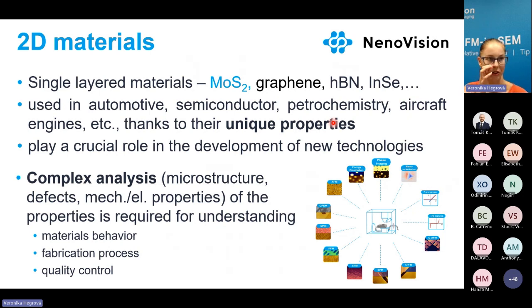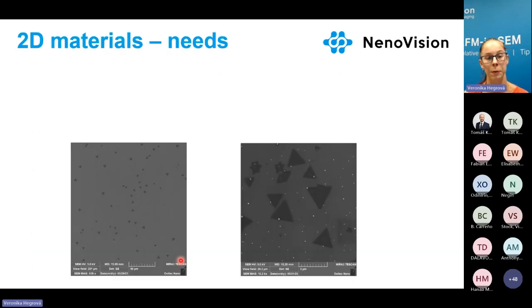What is necessary in order to know how to reproducibly create such structures and use them in industry is to measure them complexly, microstructure, defects, etc., and connect the material characteristics together to understand what is happening. Material behavior, fabrication processes, quality control, for all of them, we need to know more about the 2D materials.